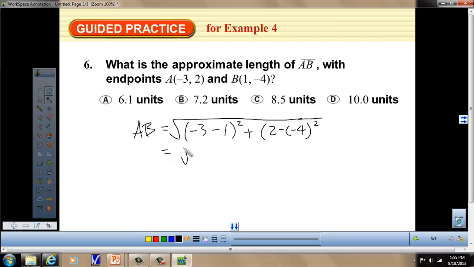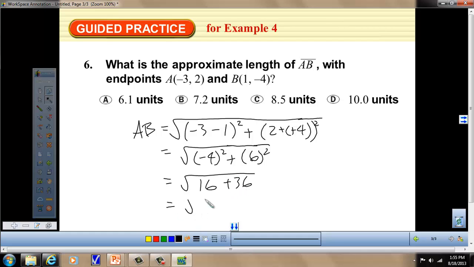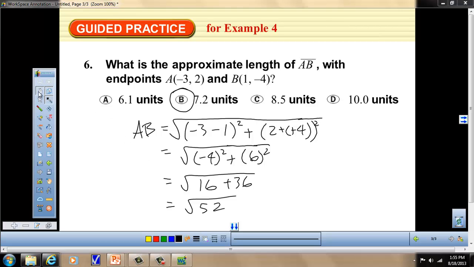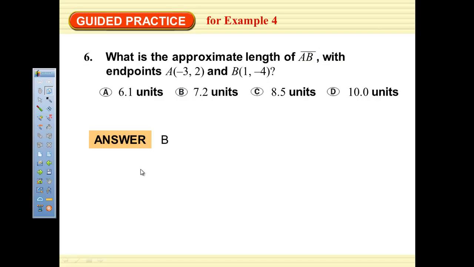So this is going to get us negative 4 squared plus, this becomes plus and plus, so this is 6 squared. And over here we have 16 plus 36. And we get that this is the square root of 52. So I know square root of 52 is pretty close to square root of 49, so B has to be our answer here. And that's it.